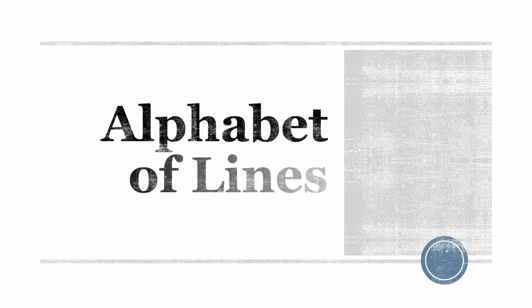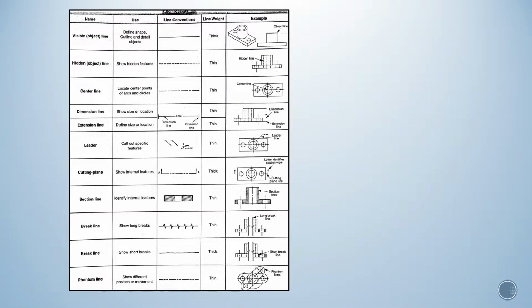Today what I want to talk to you about is called the alphabet of lines. This is the set of lines that are commonly used in a blueprint. Since our class is about reading welding language in blueprints, we need to learn how to read an actual blueprint first. These are common lines that you will see when you're looking at a blueprint.